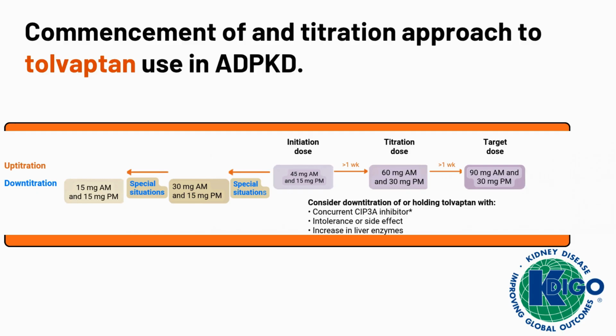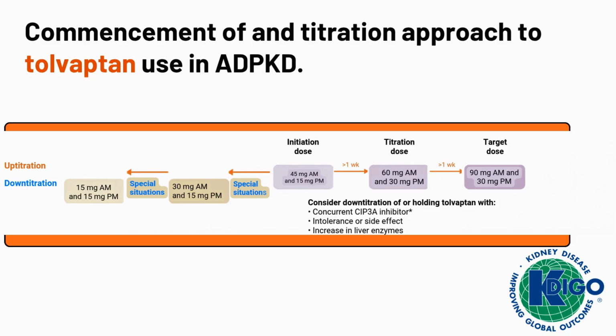Now let's move from how to treat to how we actually start and titrate tolvaptan in real clinical practice. This is a stepwise protocol-driven approach, but always needs to be individualized based on tolerance. We start with initiation dose 45 milligrams in the morning and 15 in the evening or afternoon. The key here is to introduce the drug gradually while allowing the patient to adapt to the aquaretic effects.